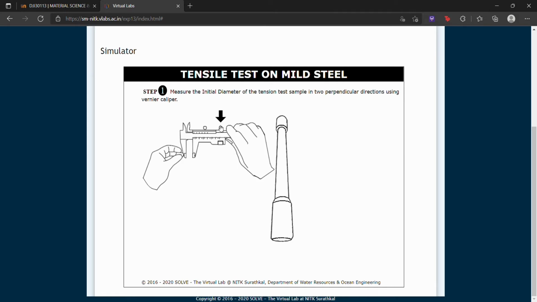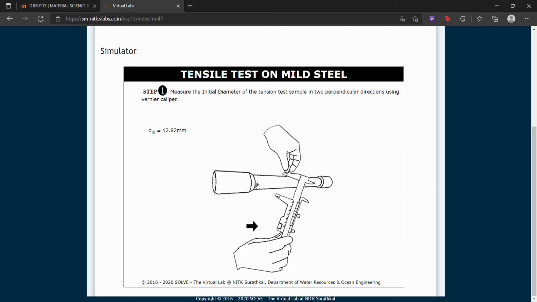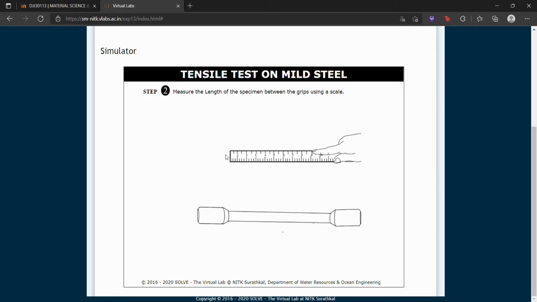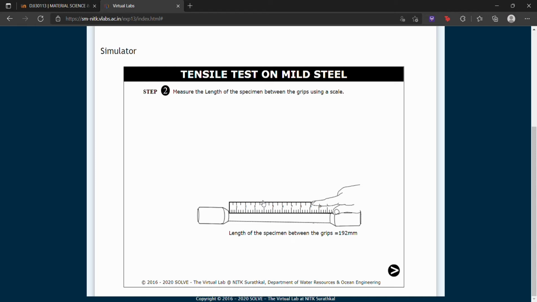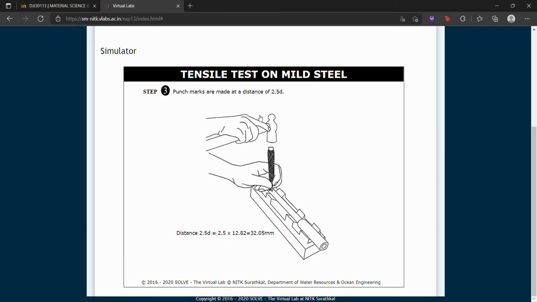Step 1. Measure the initial diameter of the tension test sample in two perpendicular directions using a vernier caliper. Step 2. Measure the length of the specimen between the grips by using a scale. After measuring, the length of the specimen between the grips is 192 mm. Step 3. Punch marks are made at a distance of 2.5.